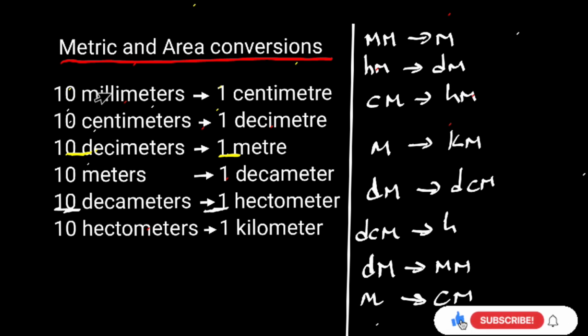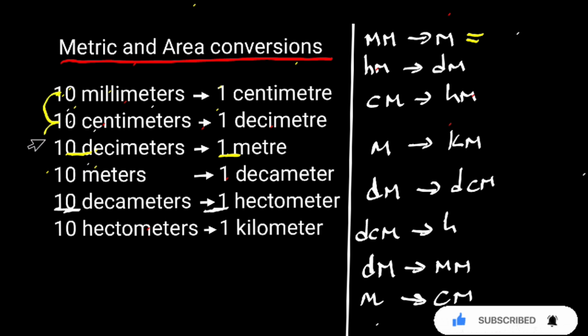Now, using our linear table, we have that 10 millimeters make 1 centimeter, 10 centimeters make 1 decimeter, 10 decimeters make 1 meter, all the way to 10 hectometers make 1 kilometer. So let's start from this number 1. For us to convert millimeters to meters, we are going to start from millimeters and then count how many movements we make from millimeters to meters. All right, so let's start.